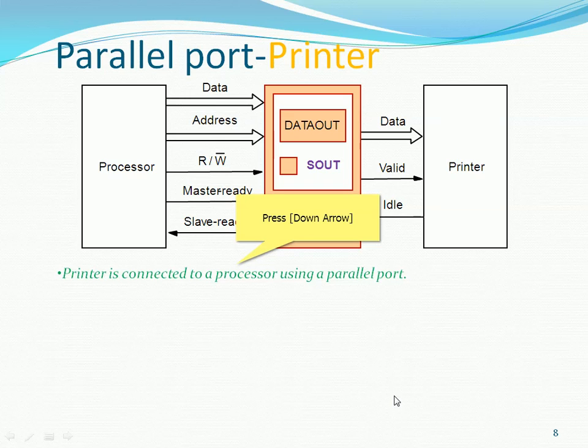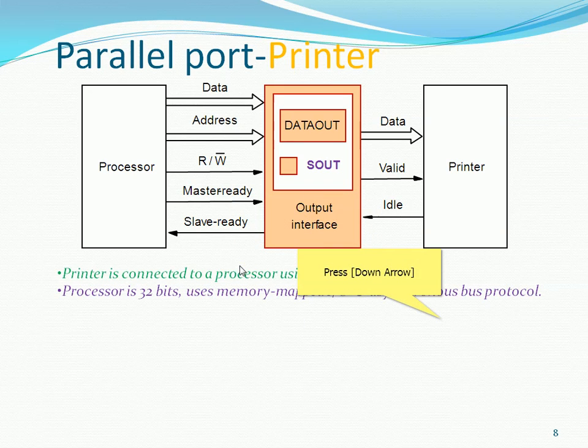Once the data has been sent by the processor, whether read or write, it goes to the printer. The printer will print, and along with that a validity bit will be there. Idle means the printer is ready, and it will send a signal: I am ready, you send the data. Like that it will be obliged and it will print the information.